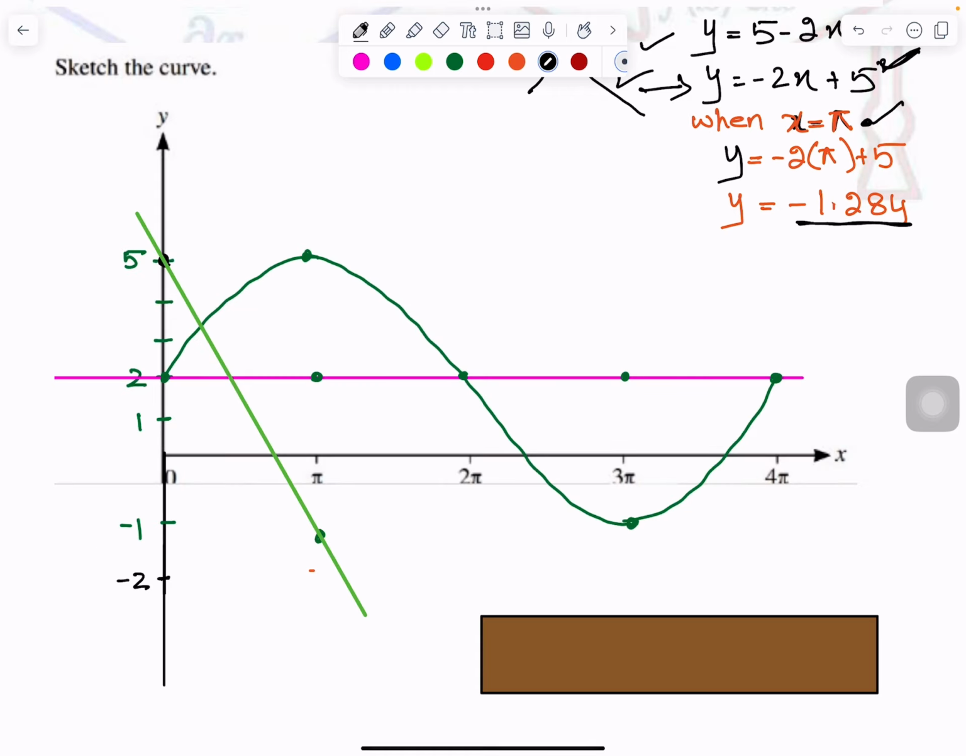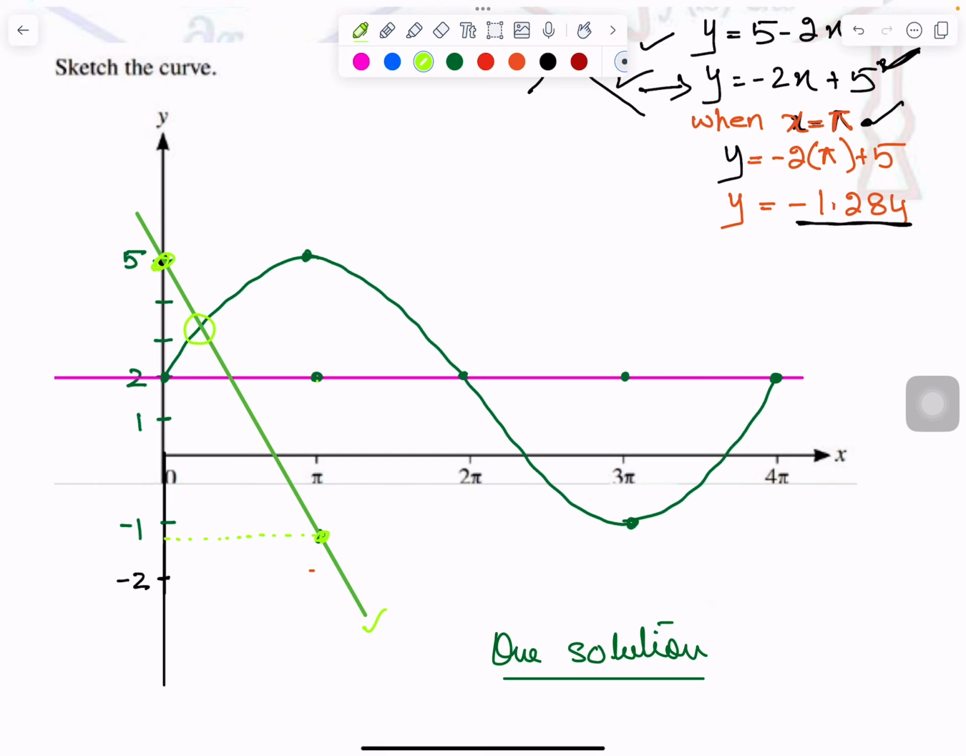This light green line you can see here. I have taken 1 point at 5, another point at pi and minus 1.284 estimated. So the dark green and light green, how many points are they intersecting? Only at 1 point. So the number of solutions is 1 only.